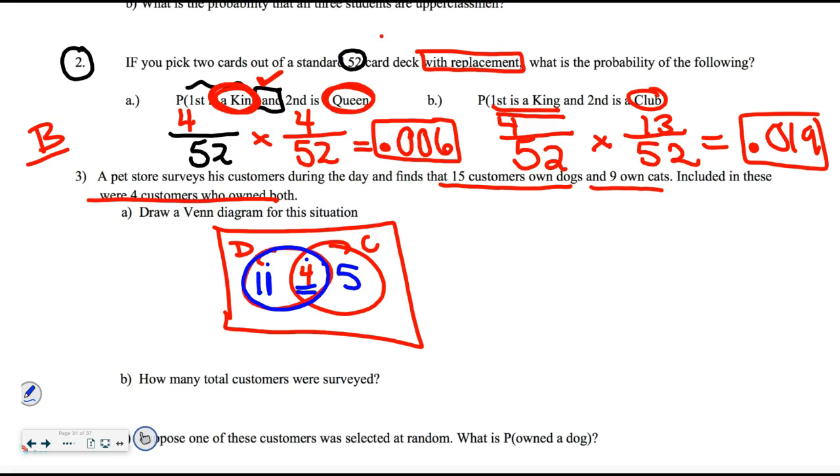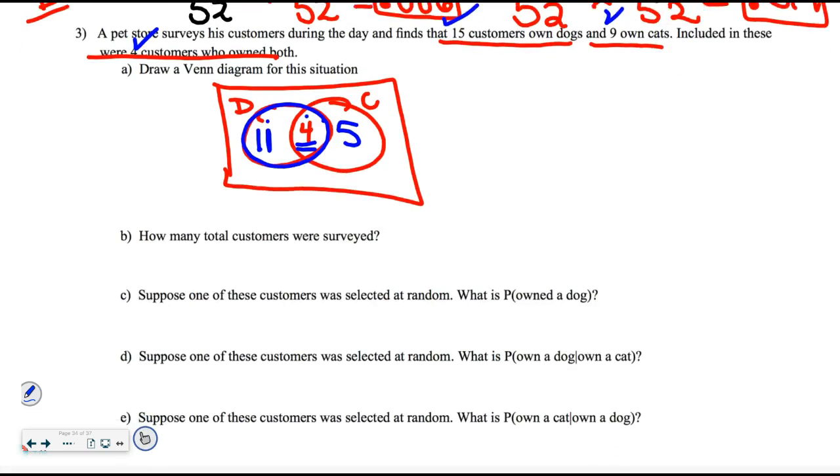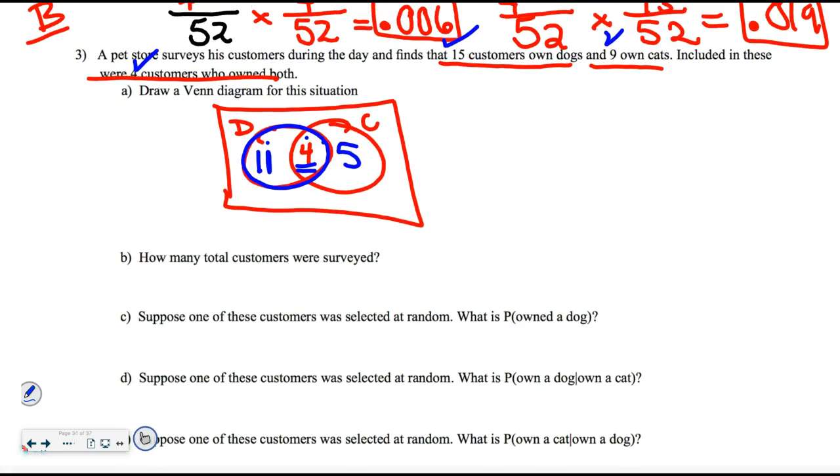So when it says how many total customers were surveyed, we don't add up all these numbers, because if we did, we'd count Nick twice. Like if we added up this and this and this. So you've got to make sure that you take the ones, if you're going to just use the numbers and not the Venn diagram, you can go 15 owned dogs and 9 owned cats, but I just counted 4 people twice. You can do it like that. Like Nick's in this group and in this group, and he's only one person. So we need to make sure we don't count these twice.